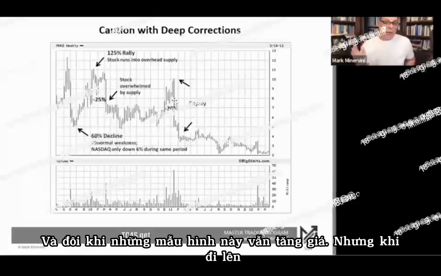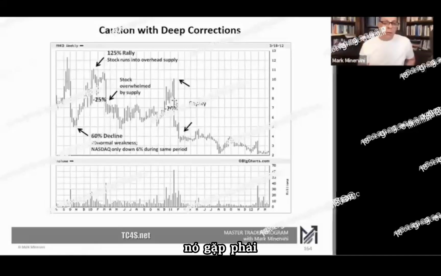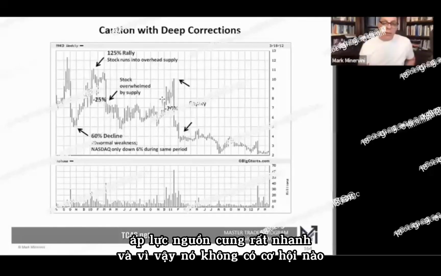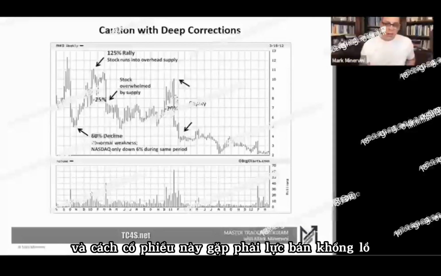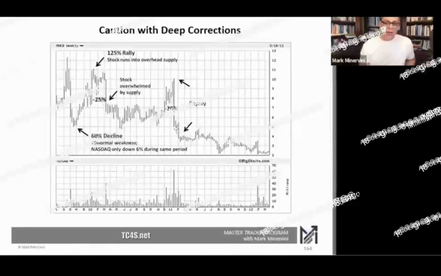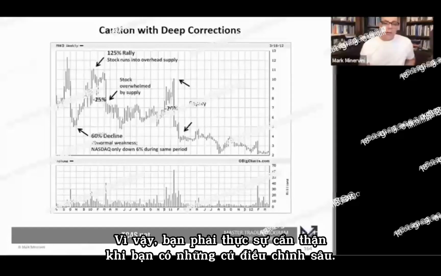And sometimes these will actually emerge. They'll come out, but they'll run into supply very quickly because they haven't had a chance to go through that natural ringing of the towel. And now look at the decline, how this just runs into huge selling. So you've got to be really careful when you have the deep corrections.